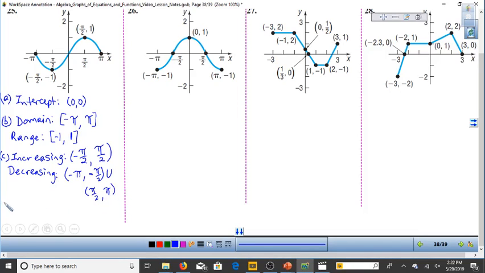And then finally, the absolute maximum value here is 1, and the absolute minimum value is -1. So the absolute maximum is the value y equal to 1, and that occurs at x equal to pi/2. And the absolute minimum value is -1, and that occurs at x equal to -pi/2.